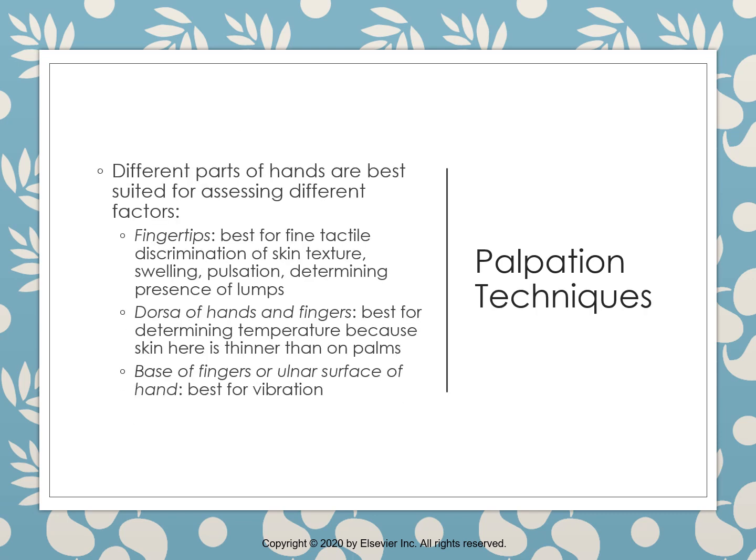It is noted that different parts of the hands are best suited for assessing different factors. Fingertips are best for assessing factors such as skin texture, swelling, pulsation, and determining the presence of lumps. The dorsa of the hands and fingers is best for determining temperature. The ulnar surface of the hand is best for feeling vibrations.